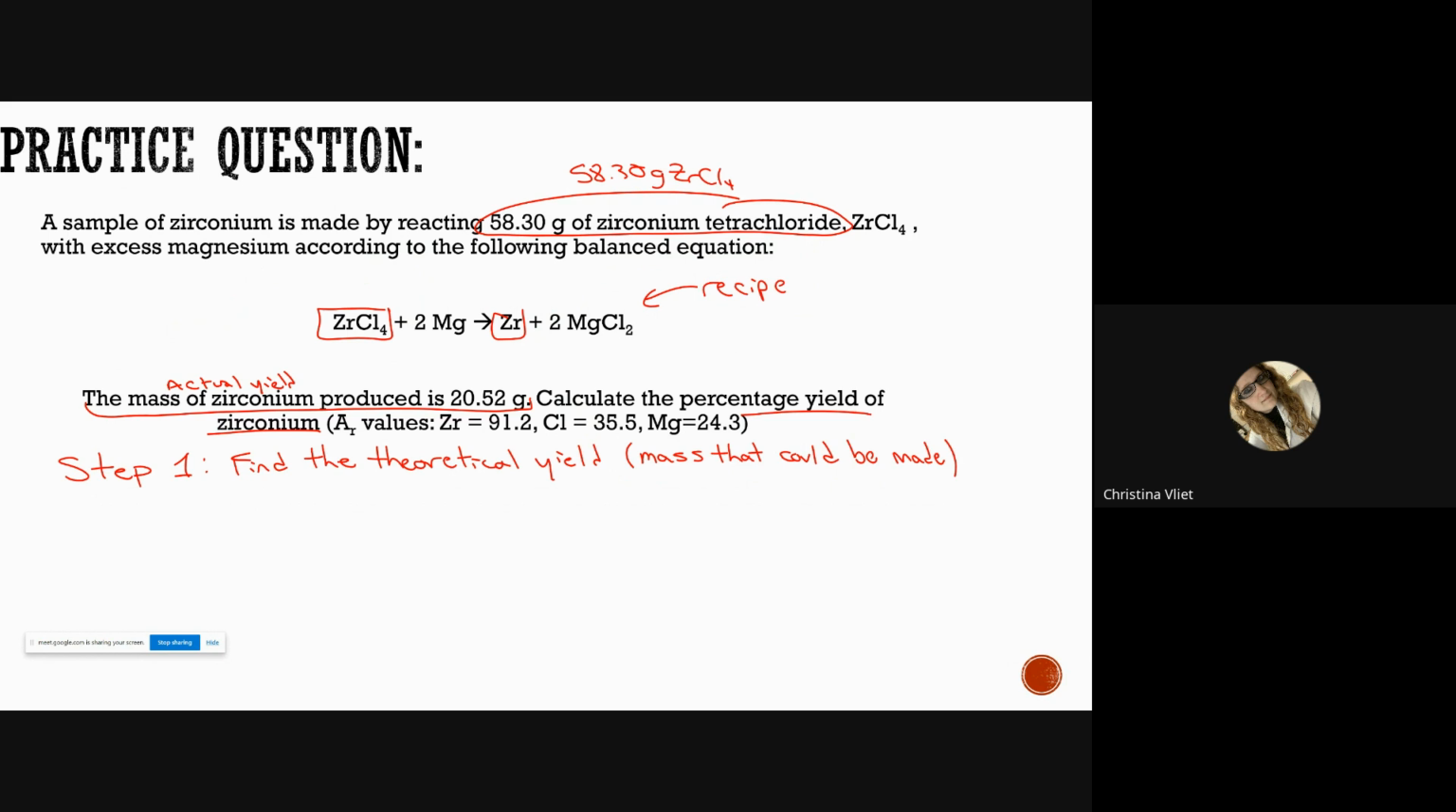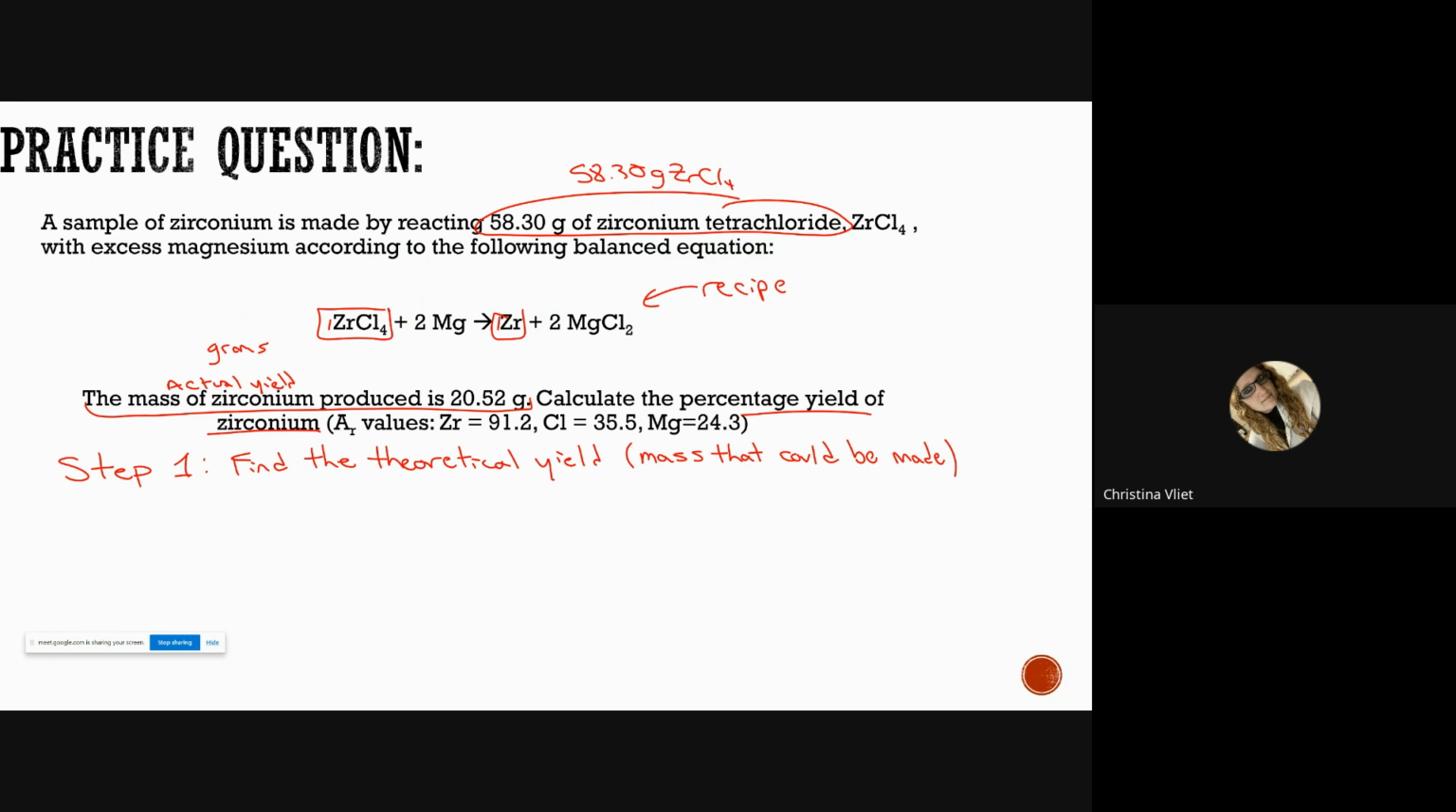It's mass to mass, so what should I do next? Get the atomic masses. And is this balanced? Yes. So these are ones in front, so it's literally just get the molar mass of each. So I want the grams instead of the moles. Zirconium chloride. What's the molar mass of zirconium chloride?